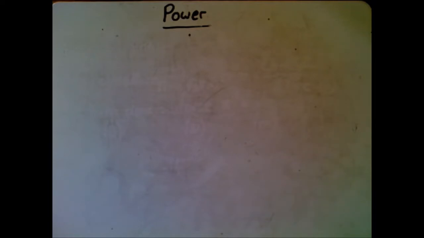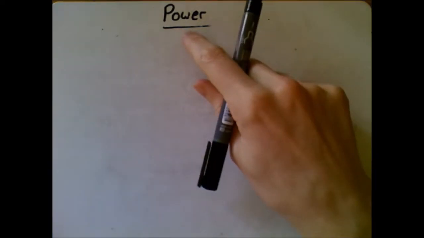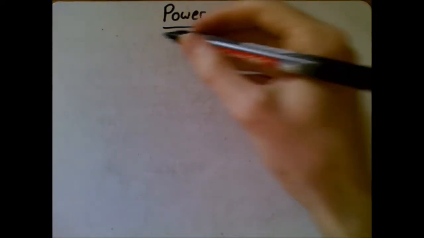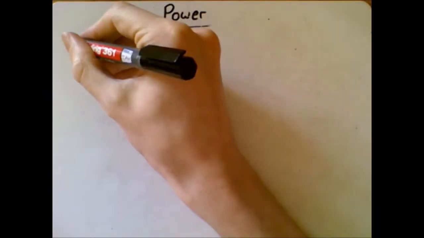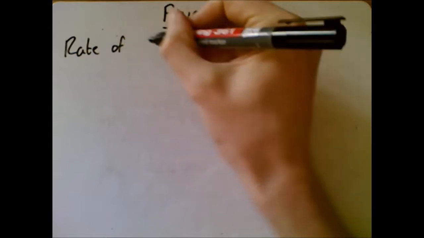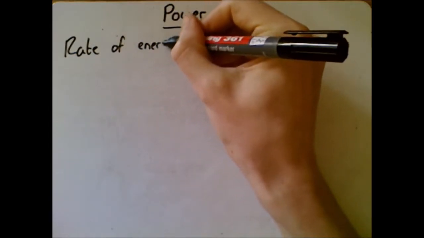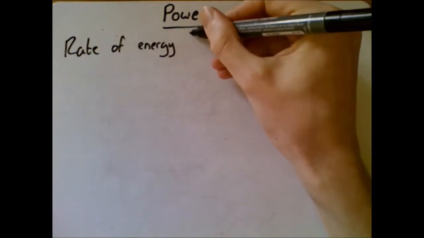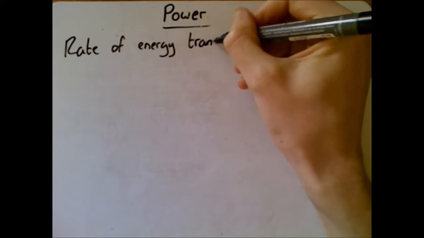If you've watched the series so far, last time we looked at something called work done, and this time we're moving on to look at this topic called power. Now you will have heard the word power before, I'm sure. You may not know the official definition though. So this is the official definition for power. Power just means the rate of energy transfer. In other words, it's how quickly energy is being transferred.